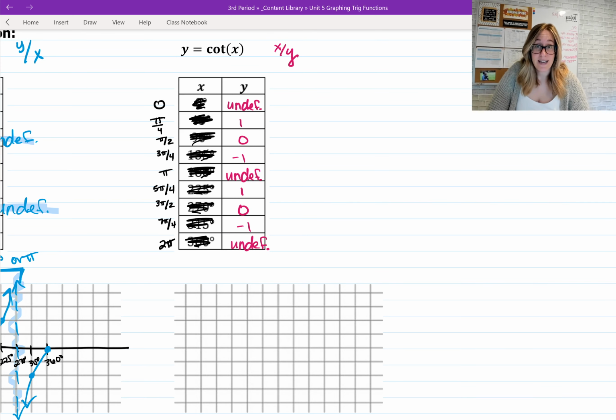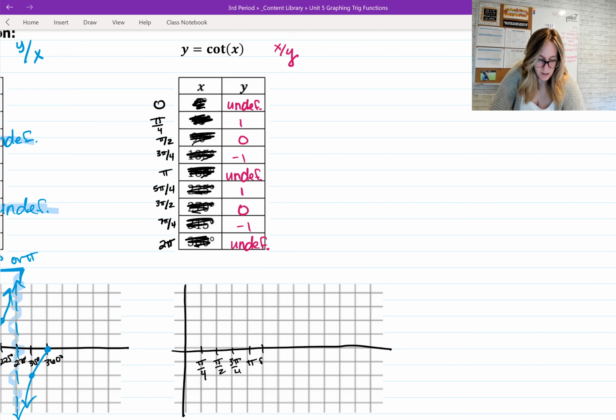So there is our cotangent table. Now we're going to graph this. Same deal, I'm going to sketch it in here. So this is pi over 4, pi over 2, 3 pi over 4, pi, 5 pi over 4, 3 pi over 2, 7 pi over 4, and 2 pi. I just did the whole thing to look at it. This is positive 1, this is negative 1.